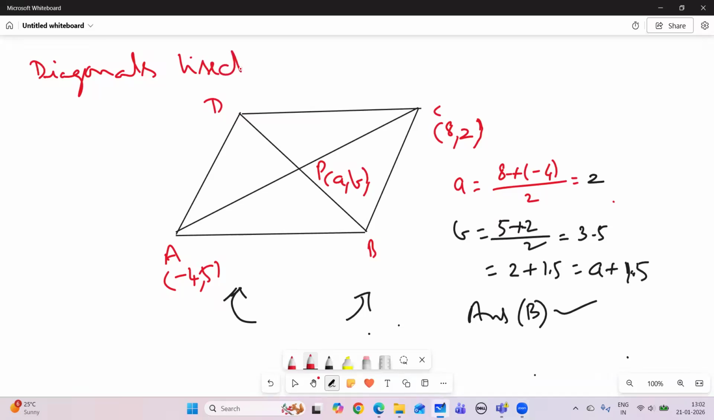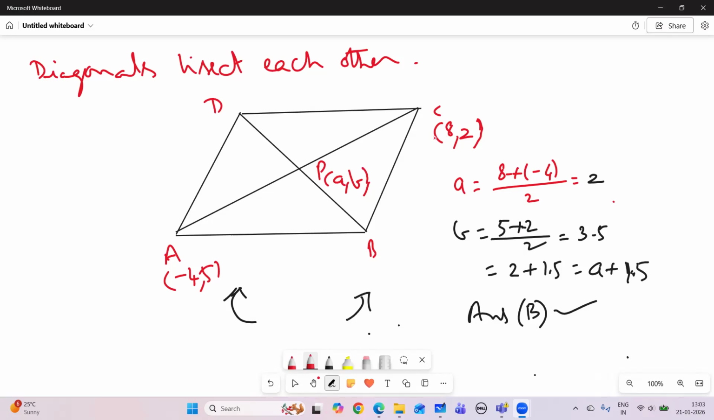Diagonals bisect each other, which means P is the midpoint of AC and also the midpoint of BD, both the diagonals. So let us find the midpoint of the line segment AC. Its coordinates become the coordinates of P.